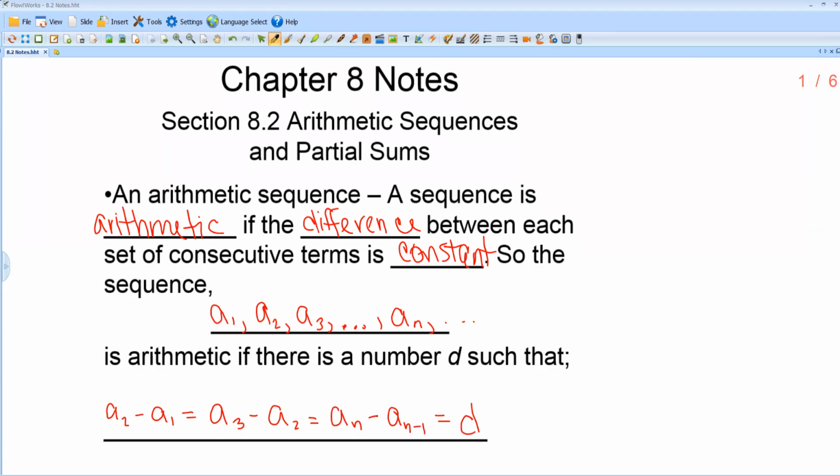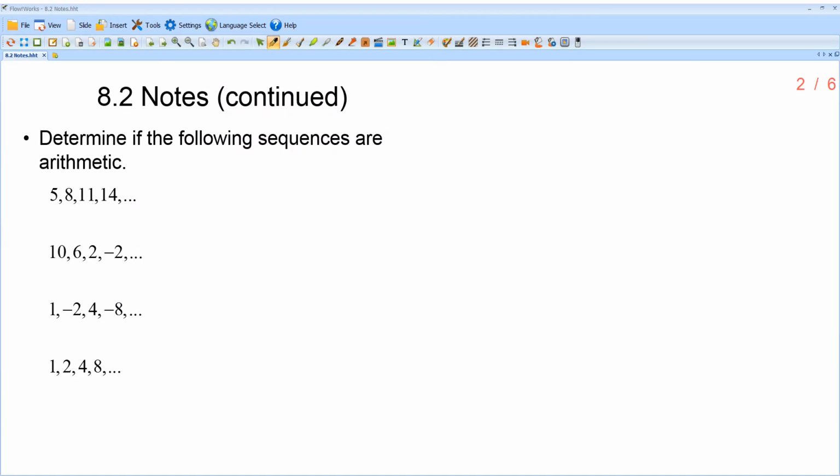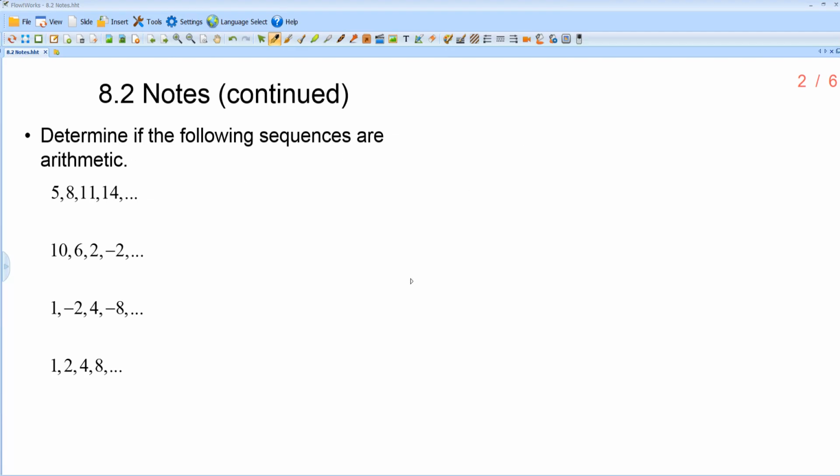So, summary of this slide: an arithmetic sequence is a sequence where you are adding the same number over and over and over again. And by adding, that could mean adding a positive or negative integer. So you could think of it as adding or subtracting the same thing over and over. All right, so slide 2, we have: determine if the following sequence is arithmetic.